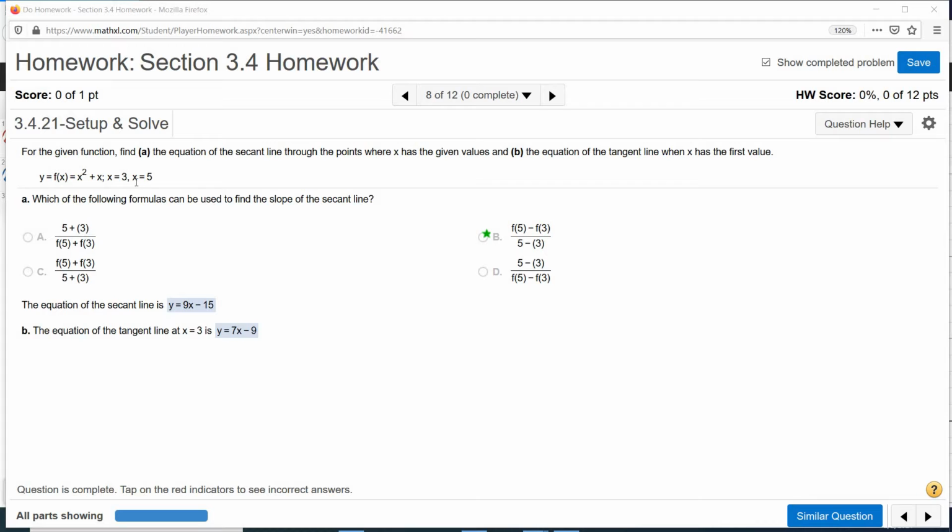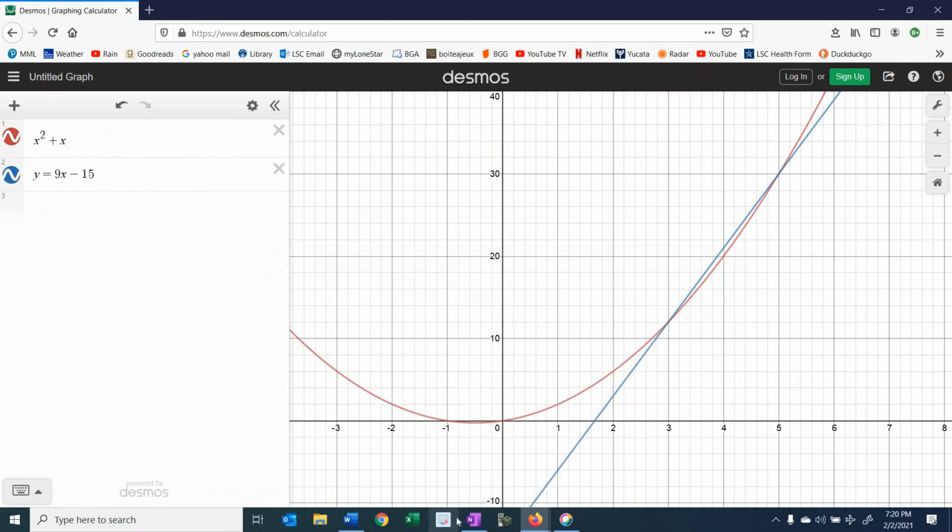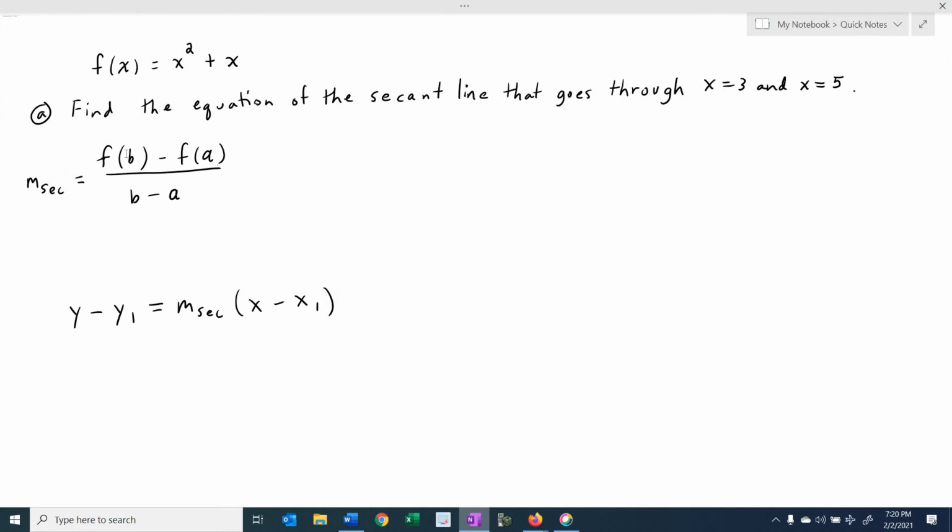Okay, so the first thing we're going to have to do is find the slope of the secant line that goes through these 2 points. And if you remember, there's a formula to find the slope of a secant line. It's f of b minus f of a divided by b minus a. Now, it doesn't matter which one you call a and which one you call b, so I'm just going to call this one a and this one b. So that's just going to give us f evaluated at 5 minus f evaluated at 3, divided by 5 minus 3.